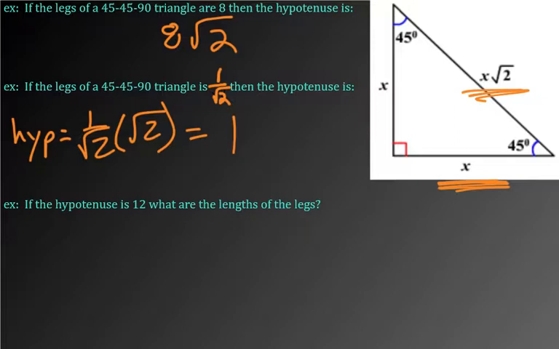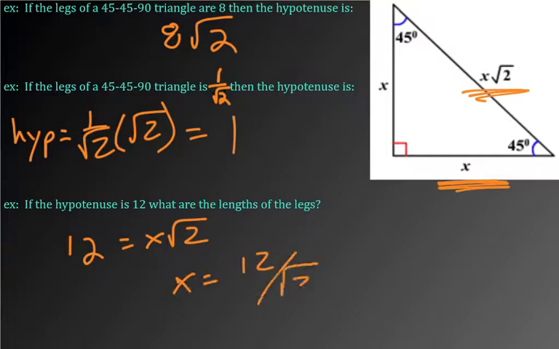And then last but not least, if the hypotenuse is 12, what are the legs? Well, we know then 12 equals x times square root of 2, and we can solve for x just by dividing by square root of 2. The legs would have to be 12 divided by square root of 2.